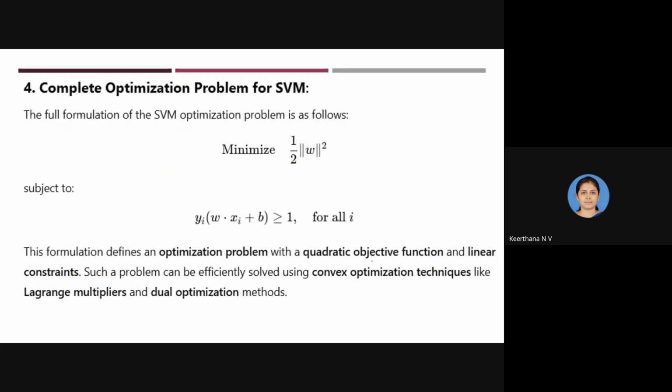The complete optimization is the same as the convex optimization problem. Here the quadratic objective function and linear constraints are defined like this. Such a problem can be solved efficiently, and these are solved using convex optimization methods like Lagrange multipliers and dual optimization. We are going to discuss this in future.